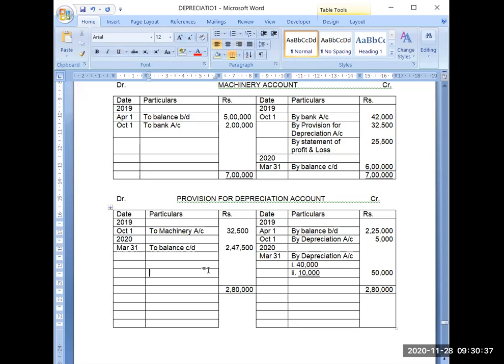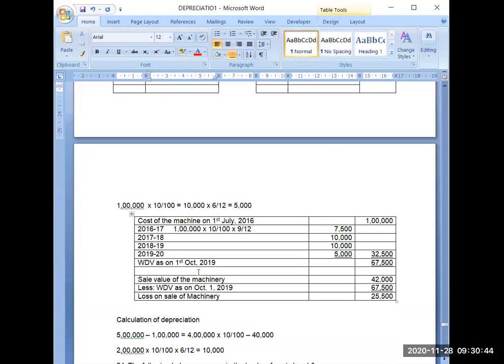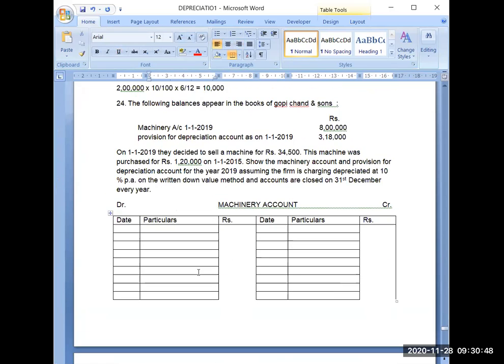This will be the closing balance of this account. So this way we have completed this question. I hope this is clear. Now see another question. Again the opening balance is given, same style question.